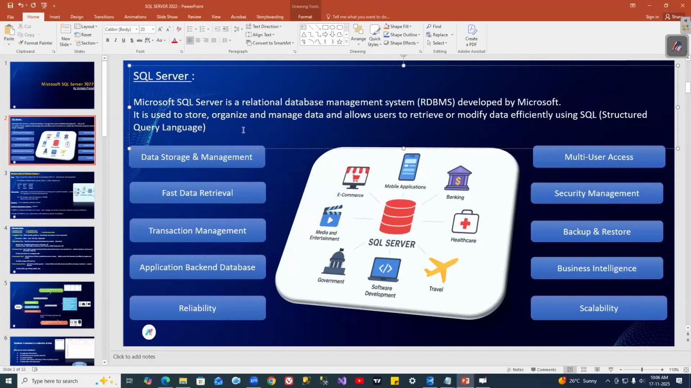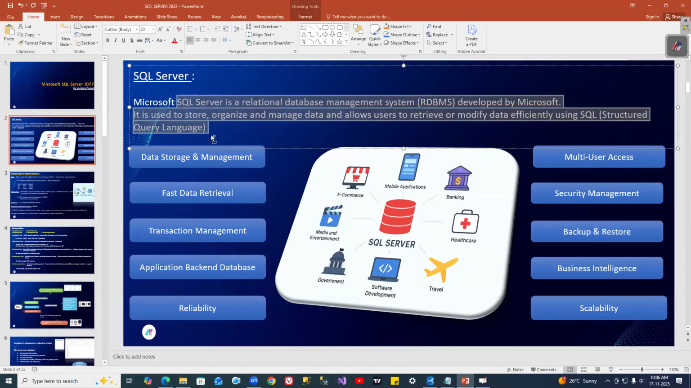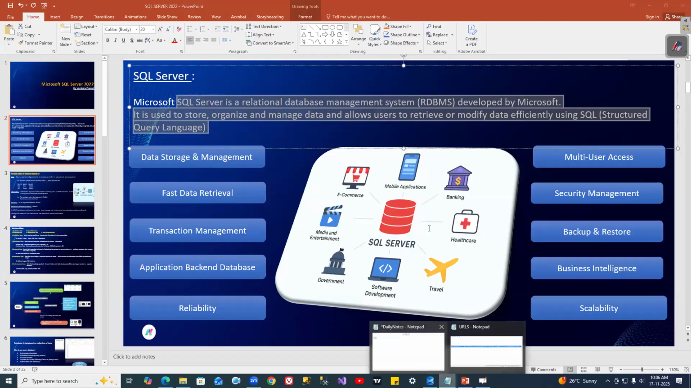Here you see, SQL Server is a relational database management system, which is developed by Microsoft. It is used to store, organize, and manage data and allows users to retrieve or modify data efficiently using structured query language.